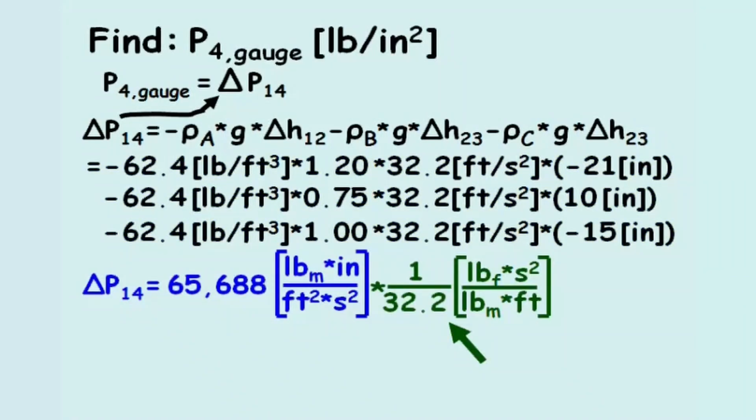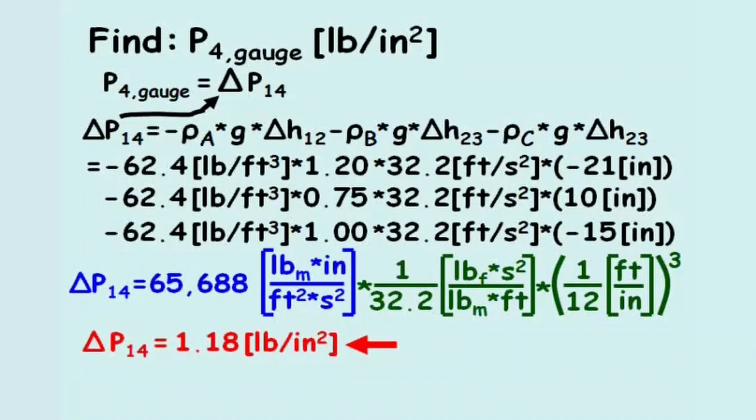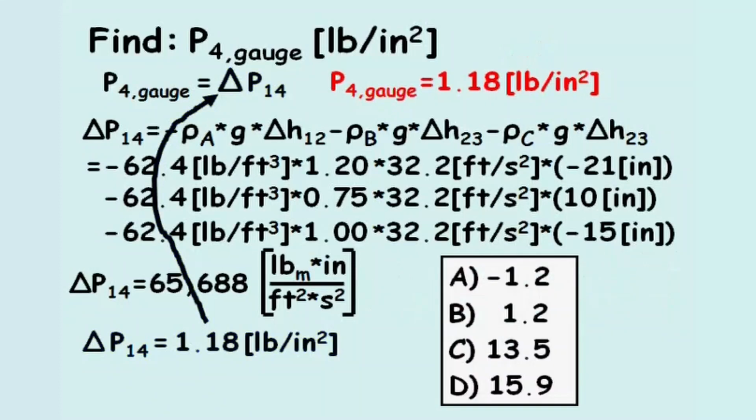After converting pounds mass to pounds force, and after converting feet to inches, the pressure difference between points 4 and 1 equals 1.18 pounds force per inch squared. This means the gauge pressure at point 4 equals 1.18 pounds force per inch squared. When reviewing the possible solutions, the answer is B.